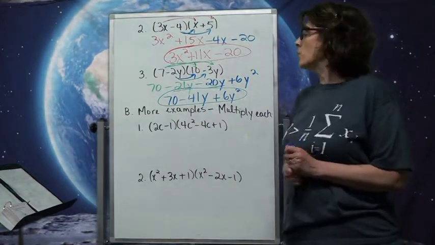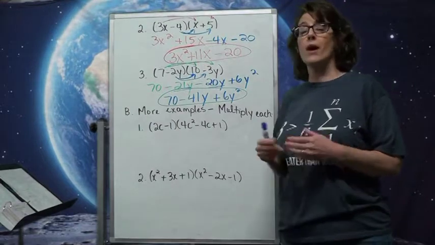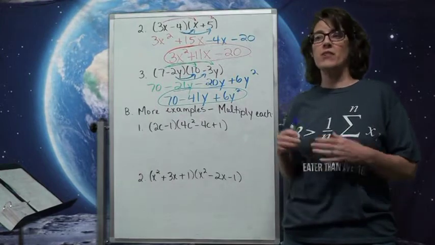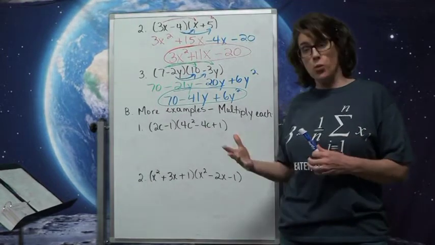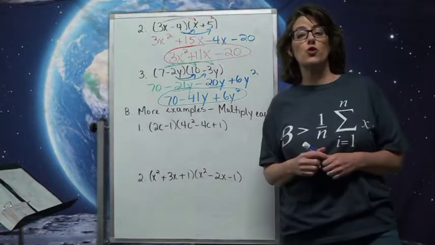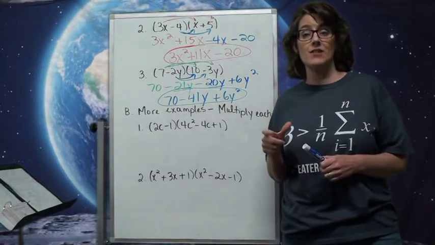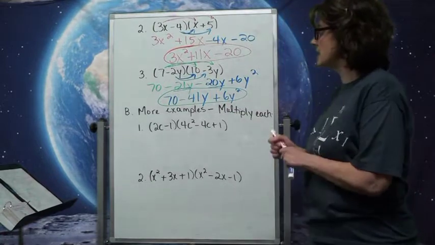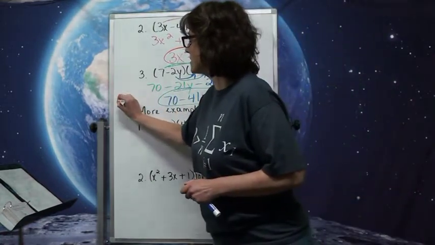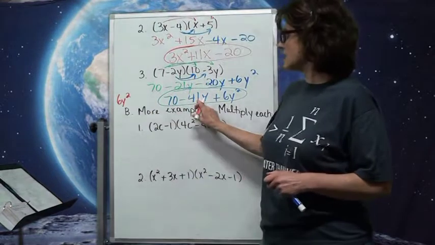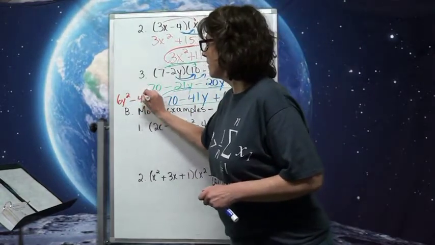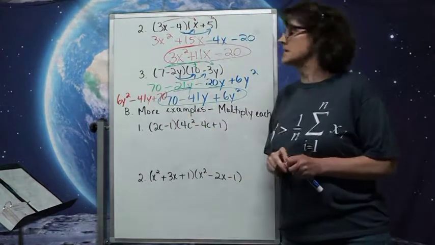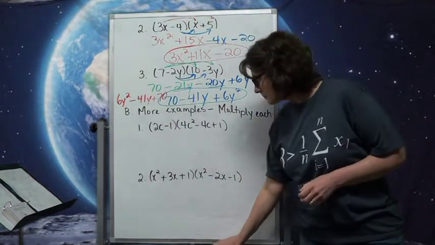Now some people, and oftentimes you're told to write this in descending order. Frequently I don't get real worked up about putting things in descending order. But if you were to put it in descending order, just make sure that, again, that name tag, that sign in front is the sign that goes. This is a positive 6y squared. So if I was to put it in descending order, I would say 6y squared. That's a negative 41y. And this is a positive 70. So if I needed to put it in descending order, that's what it would look like.